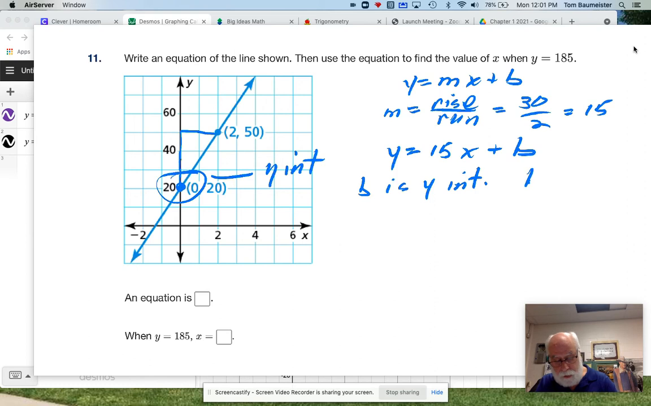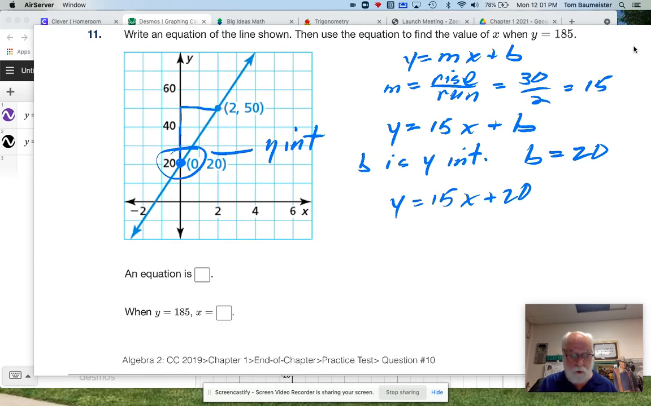So in this case here, it was easy because b is equal to 20. If not, remember, I would choose a point to get it. So right now, we know our equation is y is equal to 15x plus 20. All right. So now it's saying when y is equal to 185, what is x equal to?